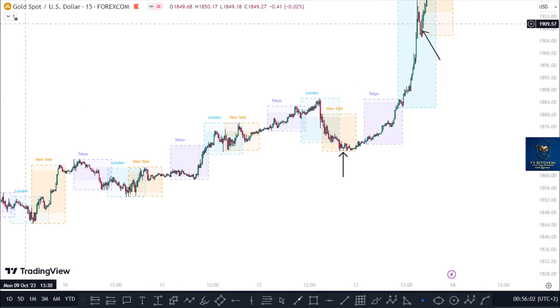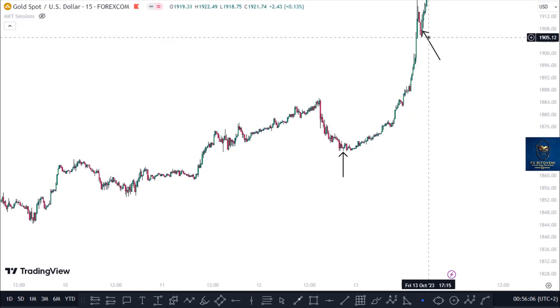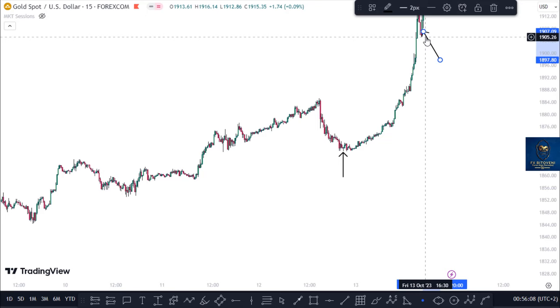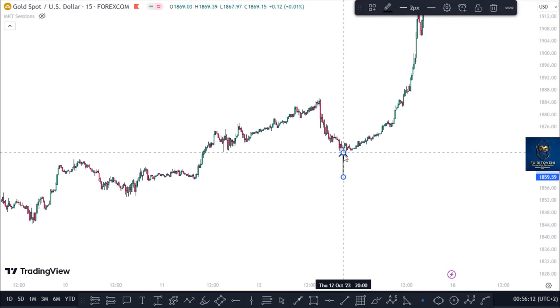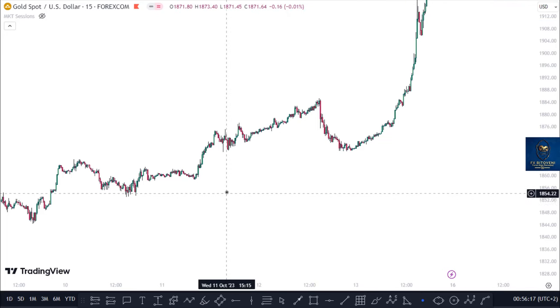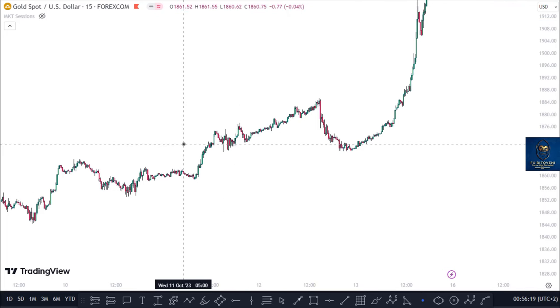You start from the higher time frame all the way to the 1 minute time frame, because you need to use that 5 pips, 6 pips of stop loss on gold, or any other pair you like. You get the point.